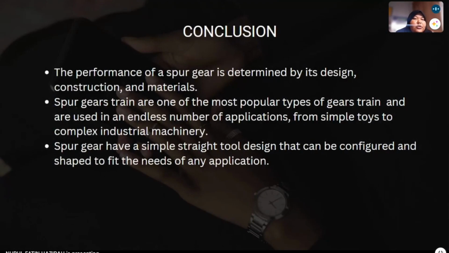The conclusion for the assignment is the performance of the project is determined by design, construction and materials. Spur gear trains are one of the most popular types of gear train and are used in an endless number of applications, from simple tools to complex industrial machinery. Last one is spur gears have a simple track to design that can be configured and shaped to fit the needs of any application. That's all for me.